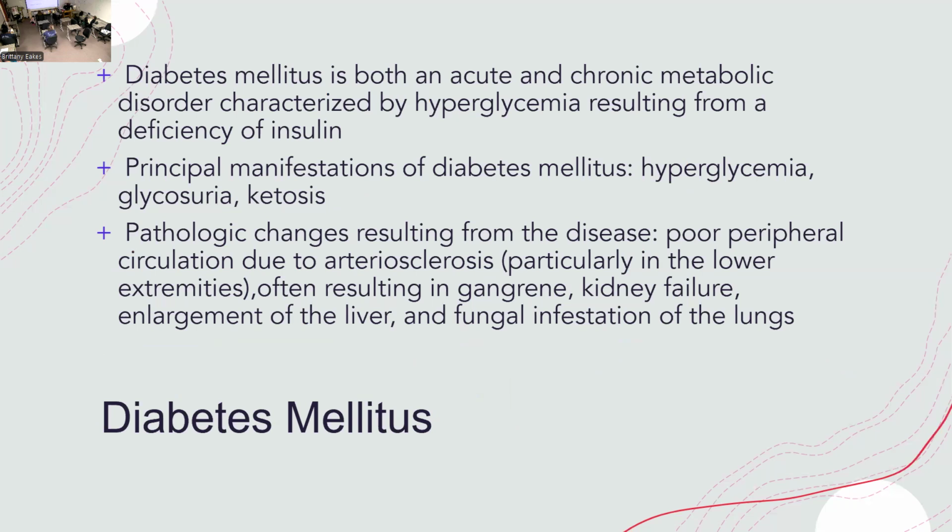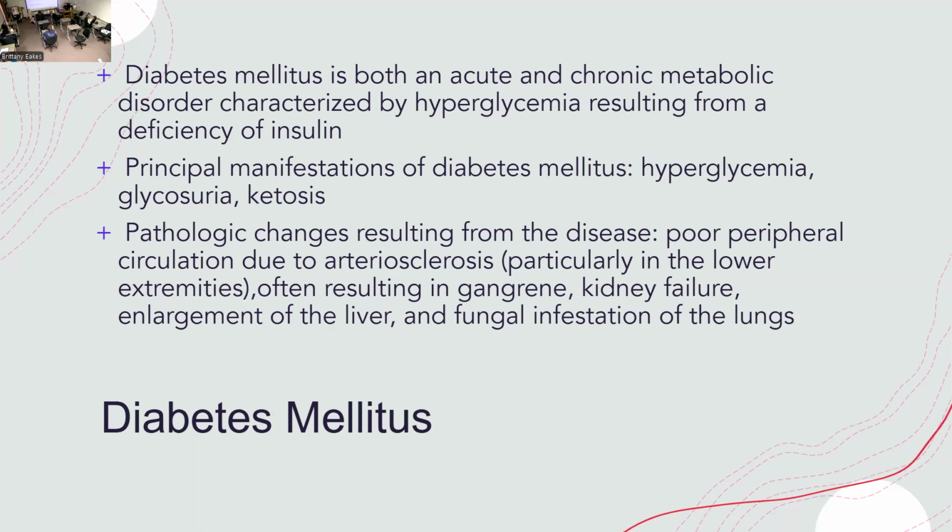You'll see diabetes mellitus a lot. This is both an acute and chronic metabolic disorder characterized by hyperglycemia resulting from deficiency of insulin. The most common signs of diabetes are hyperglycemia, glycosuria, which is sugar in the urine, and ketosis, and the pathologic changes that occur.